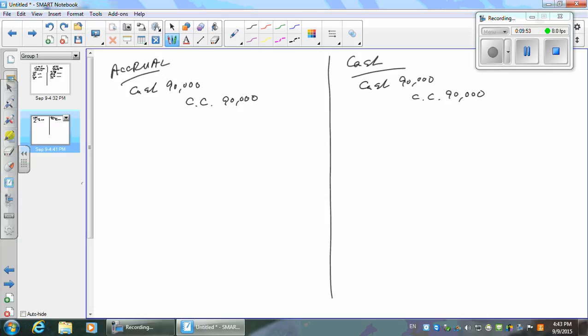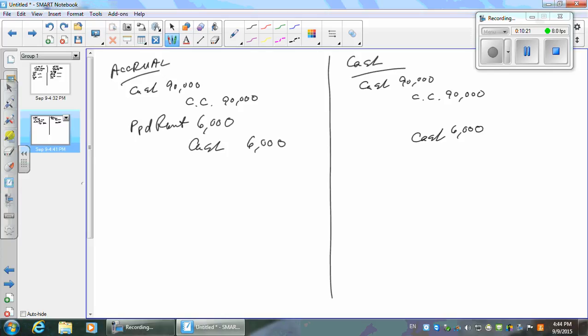I paid rent in advance. Debit prepaid rent 6,000. Credit cash, 6,000. What would happen if you're cash basis, everybody? Still credit cash? Sure, anytime cash comes in, you debit it, anytime cash goes out, you credit it, and it's always revenues and expenses, isn't it?